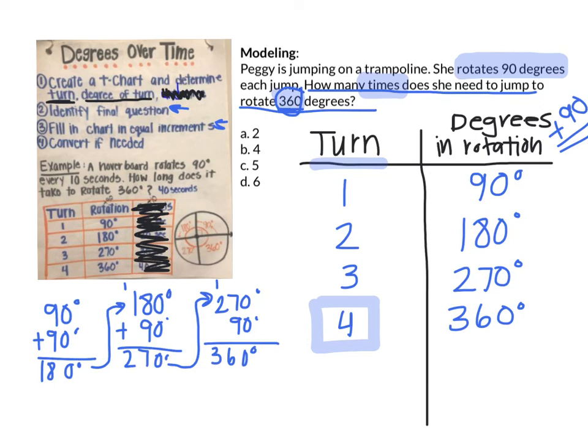So we look at our answer choice B, 4 turns. All right, we are finished with this problem. Go to the next video and we'll do a problem together.